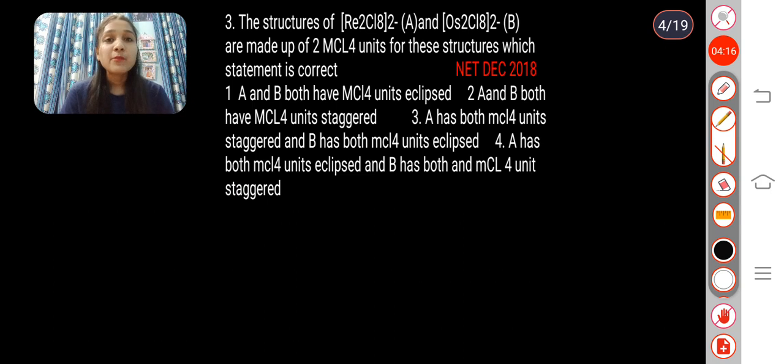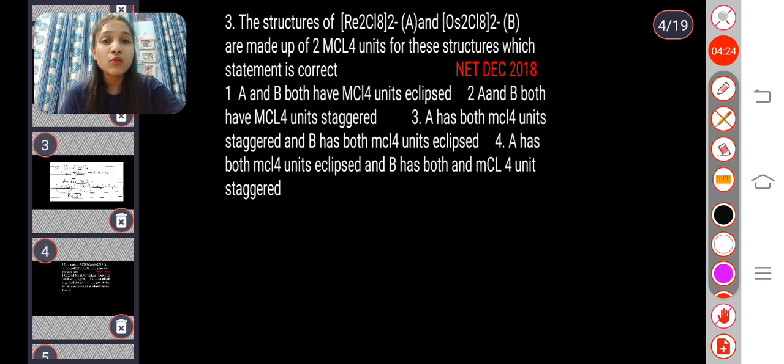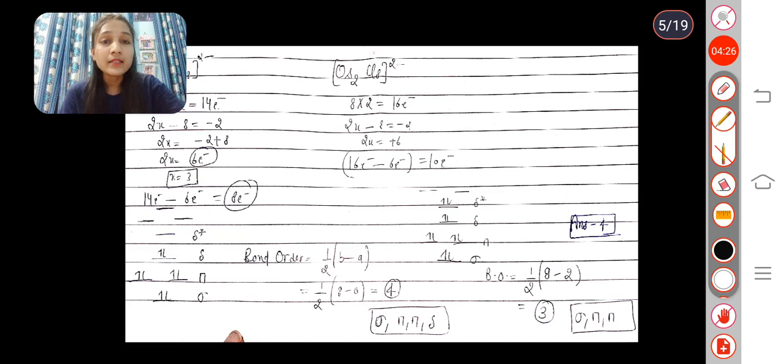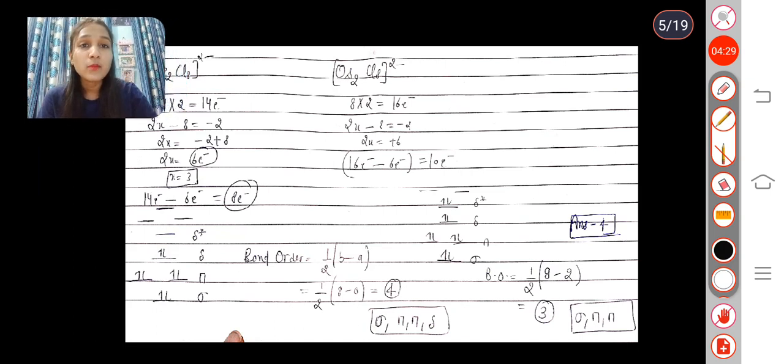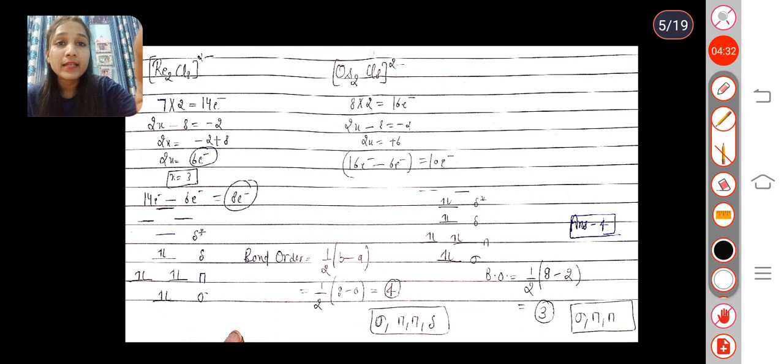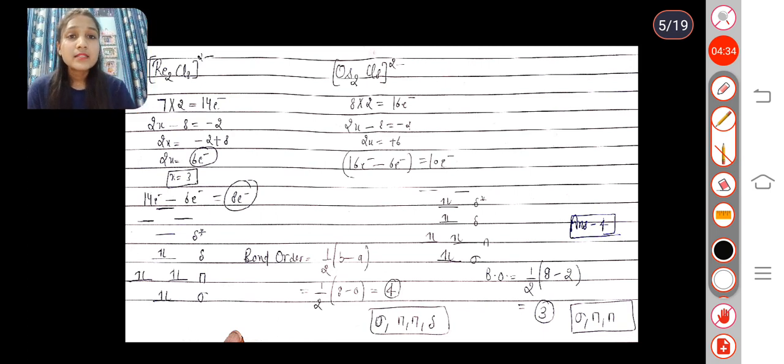If these types of complexes are given and you have to tell whether the structure is eclipsed or staggered, then we have only one type of solution. If we are talking about the first compound, that is Re2Cl8, then just calculate the number of electrons in their orbitals. For Re, it is a third transition series element. So here the number of valence electrons is 7. For 2 Re it is 7 into 2, that is 14.